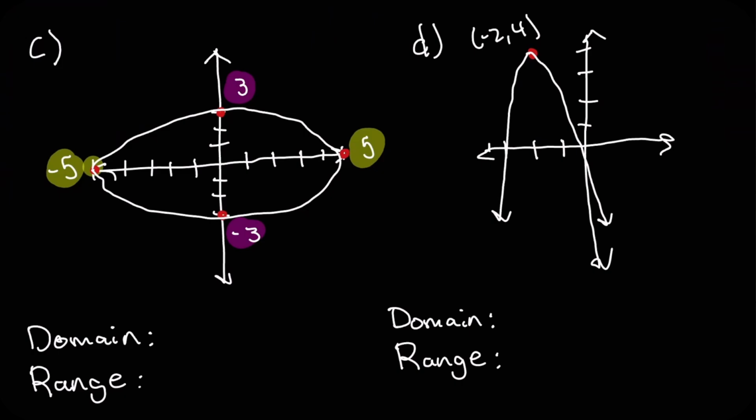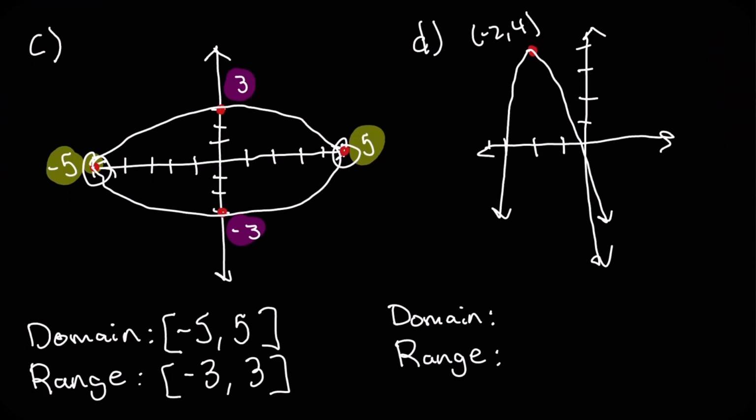So in this case, since we have a filled in little dot right here, our domain is going to use square braces like this, -5 to +5. And same thing with our range, -3 to +3.